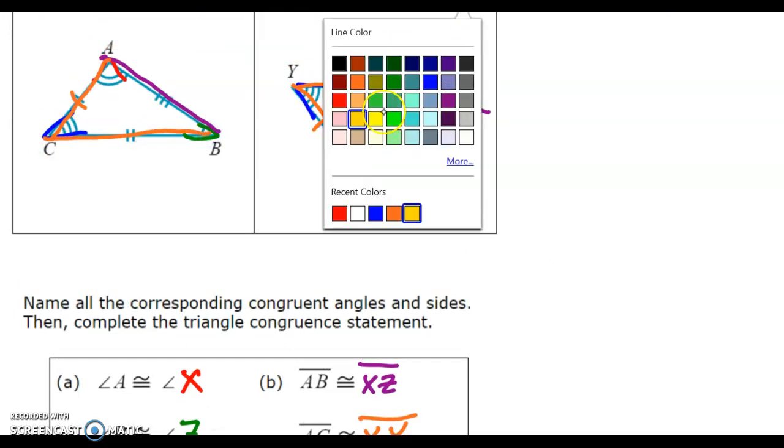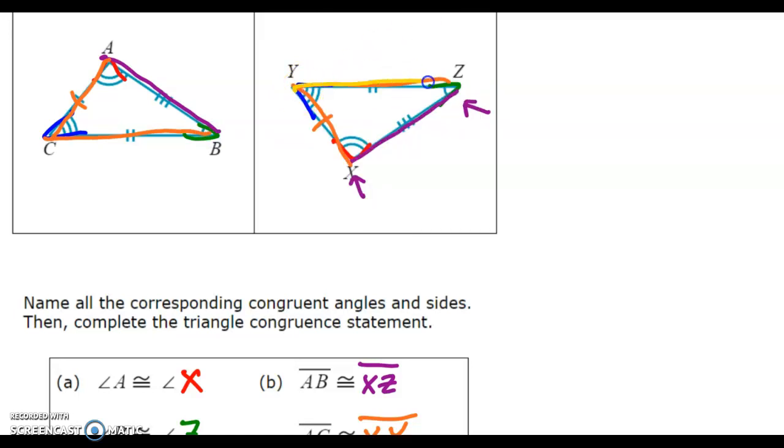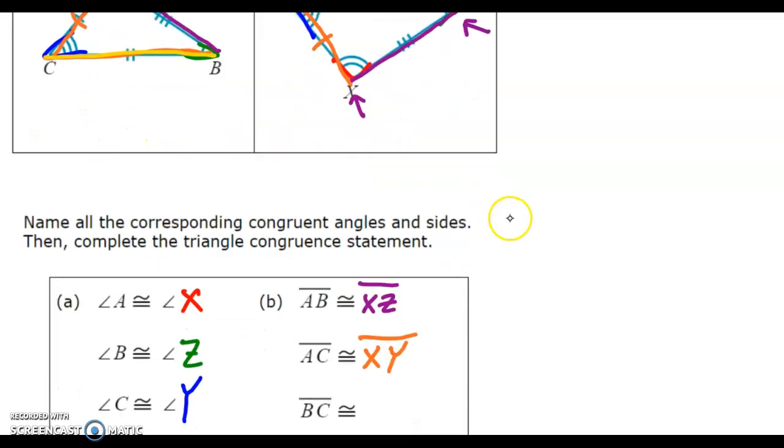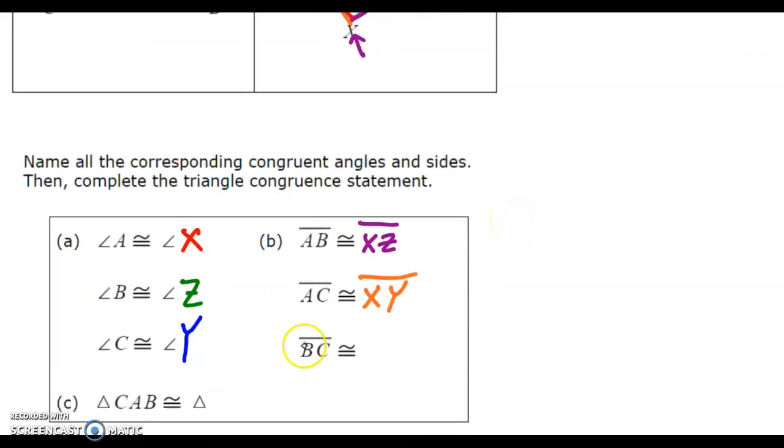Oh, I wanted a different color there. There we go. BC is going to match up with that YZ or ZY. Again, the B is first in this name, so the angle that matches up with B has to go first, which is Z, and then the C corresponds with the Y. So then that's side C or ZY.